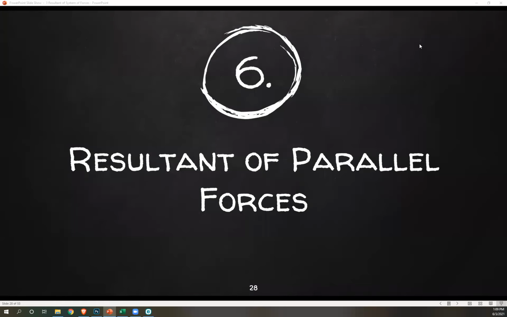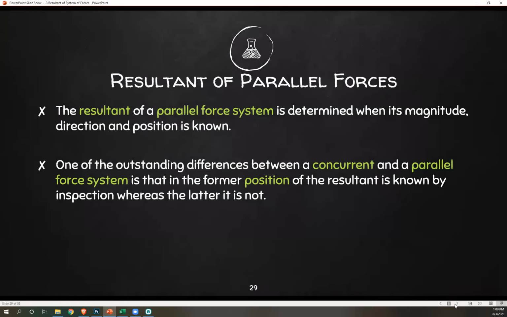Next topic is resultant of parallel forces. So we're done now with concurrent forces. We talked about moment because we need moment in taking the resultant of parallel forces. Let's talk a bit about that. So the resultant of a parallel force system is determined when its magnitude, direction, and position is known.